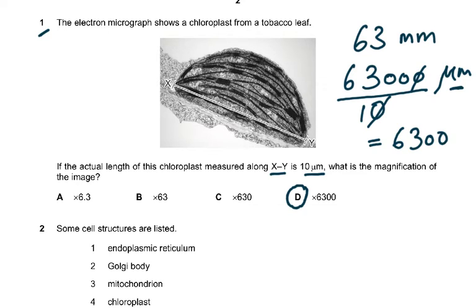But basically, how do you do it? You measure from X to Y in millimeters, and then you convert it into micrometers, and then of course you divide it by the original. So magnification is equal to image over original.